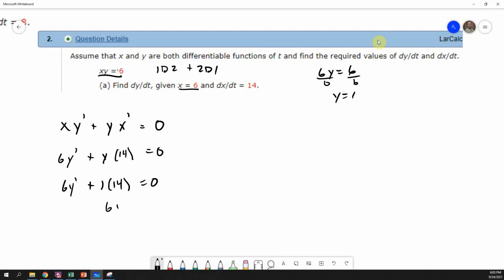Move the 14 over and divide by the 6. Y prime equals negative 7/3. And then we'll do part B.